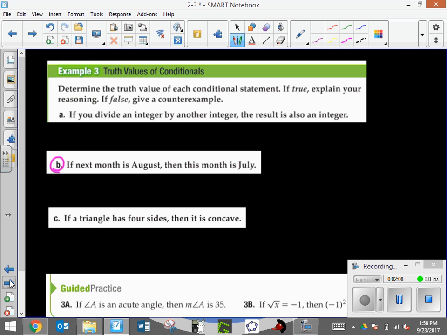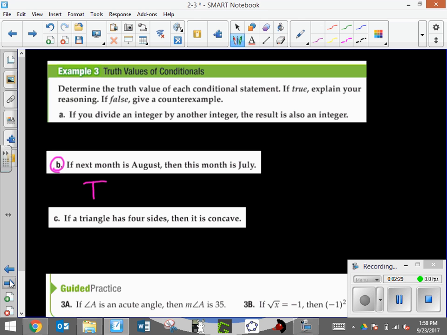So letter B, if next month is August, then this month is July. Well, it's saying if we're in July, then it is August. You may flip those if you need to. That is a true conditional. The hypothesis is true, then the conclusion is true. Therefore, the conditional is true.